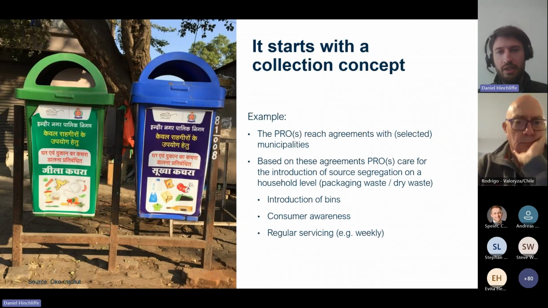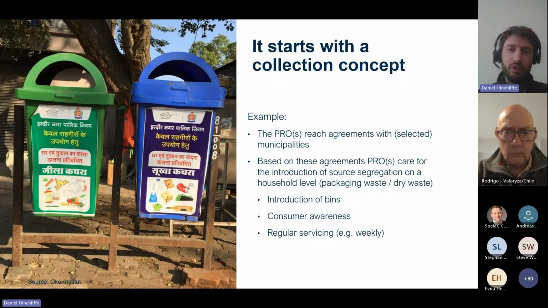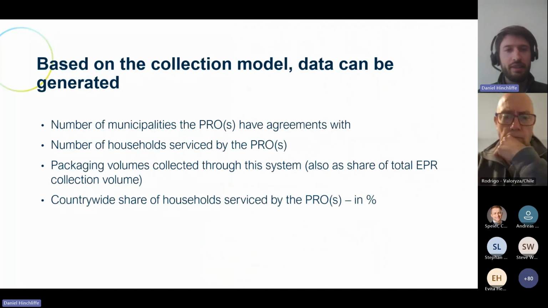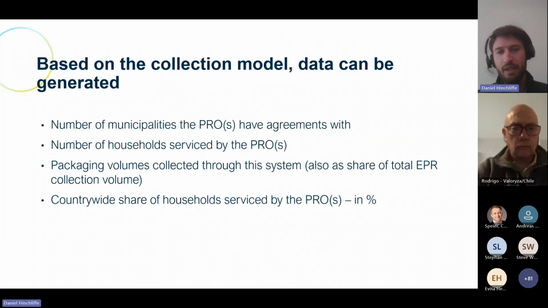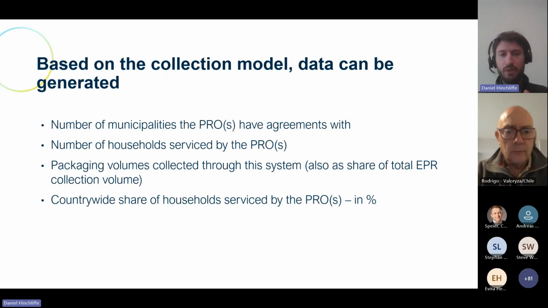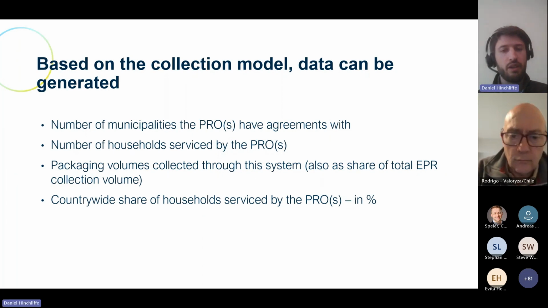So here you would start with your collection concept. Let's say, for example, the PRO reaches agreements with different municipalities. And based on these agreements, the PRO then cares for the introduction of source segregation on a household level. They introduce bins, they raise consumer awareness, and they do a weekly pickup. So here we can then say the data that we want to collect are the number of municipalities the PRO has agreements with, the number of households serviced by the PRO, the packaging volumes collected through the system, and put this as well in proportion to other channels of collection, so we can monitor this, and the countrywide share of households serviced by the PRO.